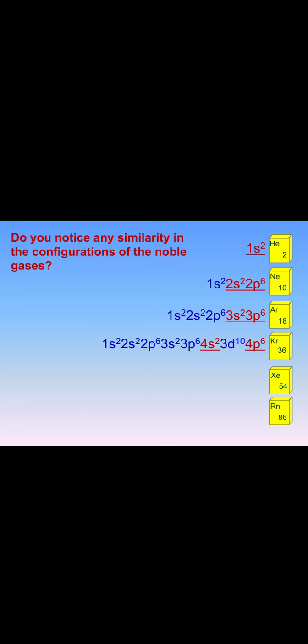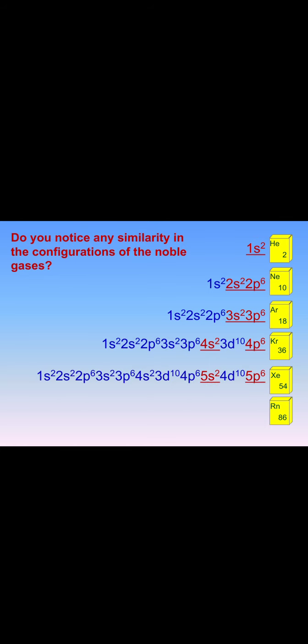Now we will see the electronic configuration of each element. First, helium, the electronic configuration is 1s2. Second, neon, electronic configuration is 1s2, 2s2, 2p6. Third, argon, electronic configuration is 1s2, 2s2, 2p6, 3s2, 3p6. Next, krypton, 1s2, 2s2, 2p6, 3s2, 3p6, 4s2, 3d10, 4p6.